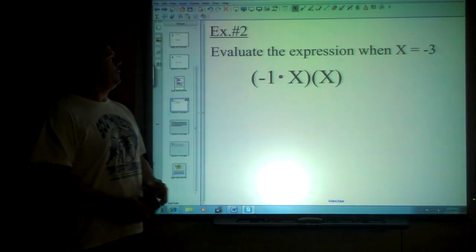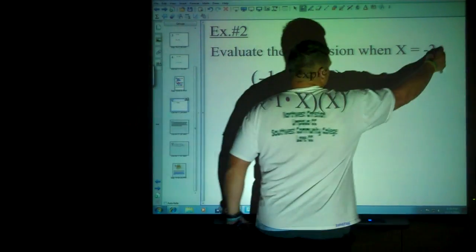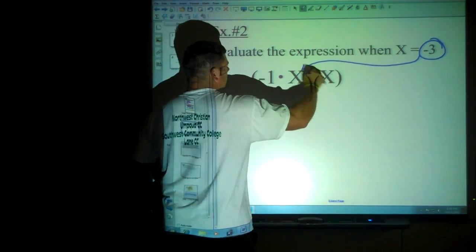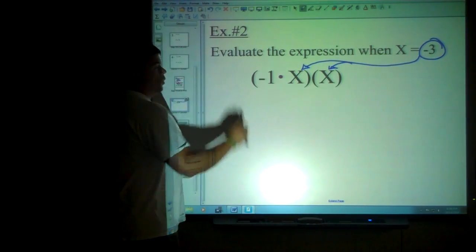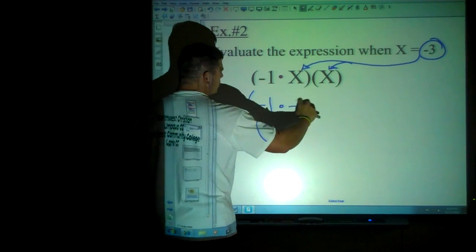Alright, another example. Evaluate the expression when x is equal to -3. So we're going to stick that -3 here and here. What I'm going to do is replace it. Now I have the exact same problem.